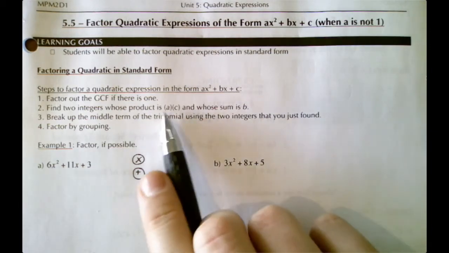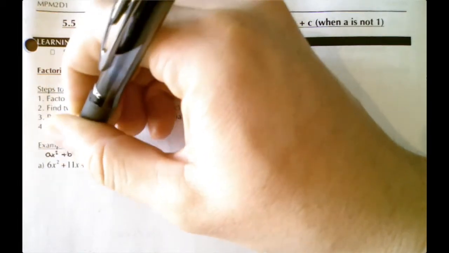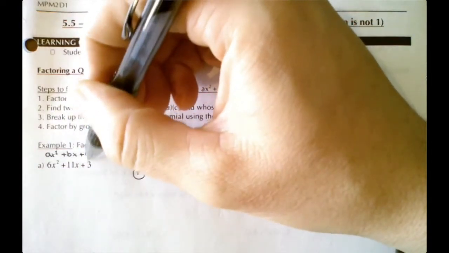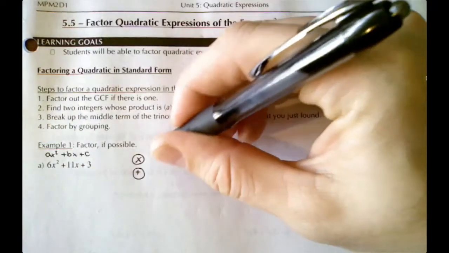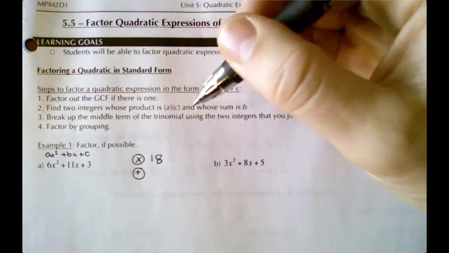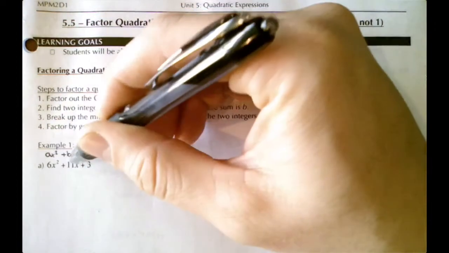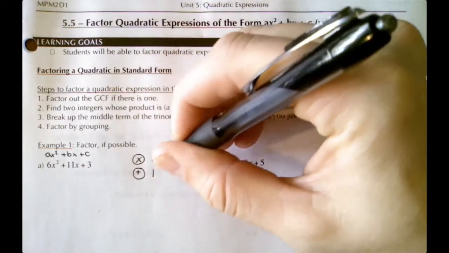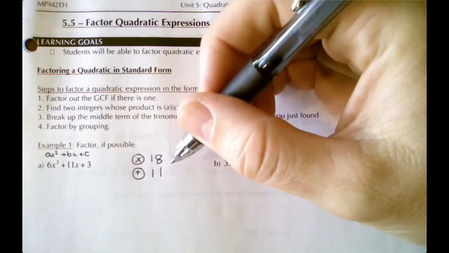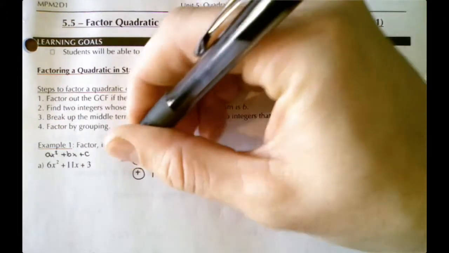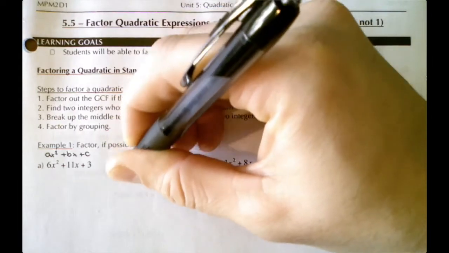That's why it says AC, whose product is AC, because we've got ax squared plus bx plus c. So a is 6, c is 3, 6 times 3 is 18. So we're going to look for numbers that multiply to 18. The adding to step is still the same. We're going to add to 11. And now I'll write AC in front: multiply to AC, add to B.